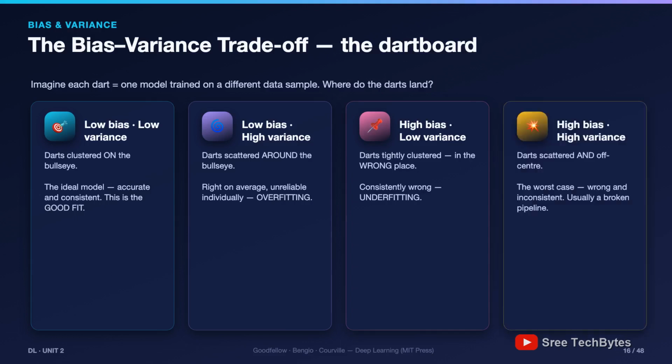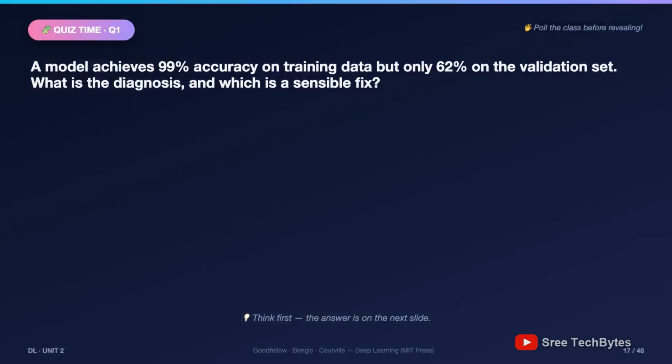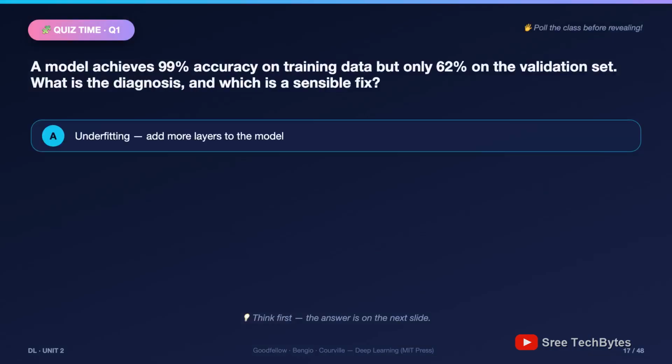Here's the trade-off at the heart of all machine learning: adding complexity lowers bias but raises variance. The art is finding the balance, which is exactly the good fit sweet spot from earlier. 1 story, 2 languages. Quiz time. Question 1, and it's the single most common diagnosis you'll ever make in practice.